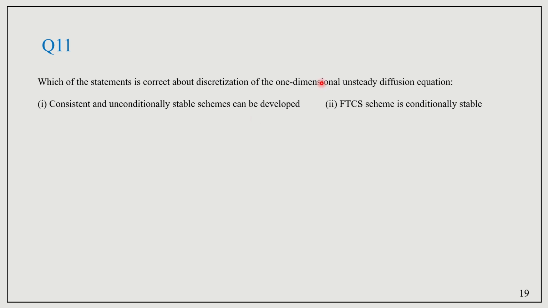So talking about the one-dimensional unsteady diffusion equation, we can get unconditionally stable schemes which are consistent as well. It can be developed, but when we are using FTCS, it is a conditionally stable system. So 1 and 2 both are right. Looking at the options, we have A: 1 only, B: 2 only, C: both, and option D: neither. So the answer is option C, that is both. Option C is the right answer.